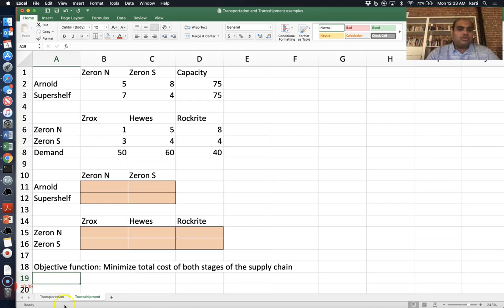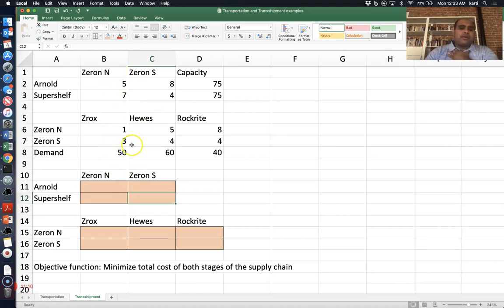How do we calculate this total cost? It's simple, similar to what we did last time. $5 is the cost of transporting from Arnold to Xeron, so it's $5 times the number of units, $8 times the number of units, $7 times the number of units that Supershelf supplies to Xeron, $4 times the number of units that Supershelf supplies to Xeron. Again, we're multiplying corresponding numbers and adding them together. This will be the cost of the first part of the supply chain.